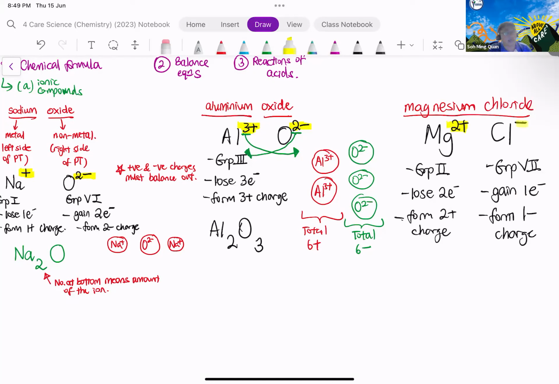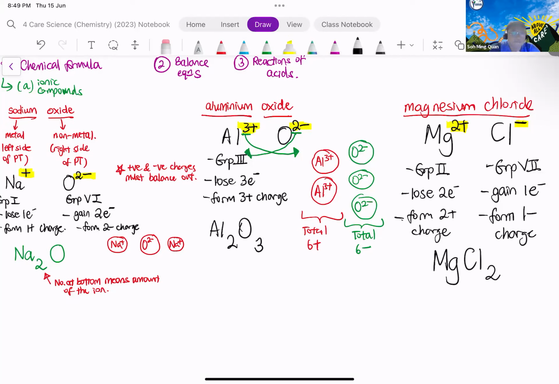So again, it's quite clear-cut. The plus and the minus do not balance out. Magnesium has a double positive charge. Chloride has a single negative. So the formula: magnesium has a double charge, so we don't need more of it. But we need double the number of chloride to balance out magnesium. So the formula of magnesium chloride is MgCl2.